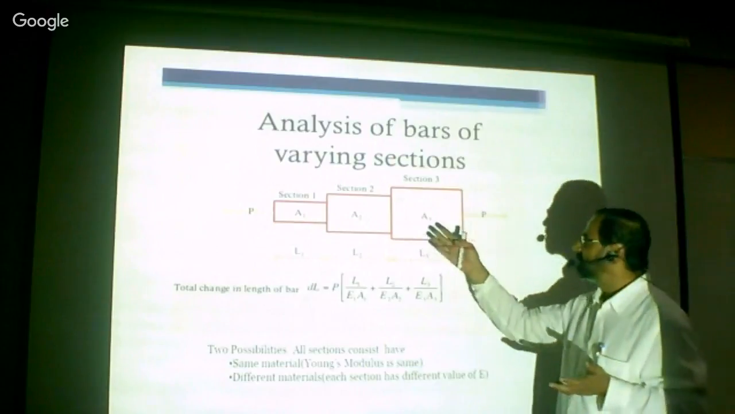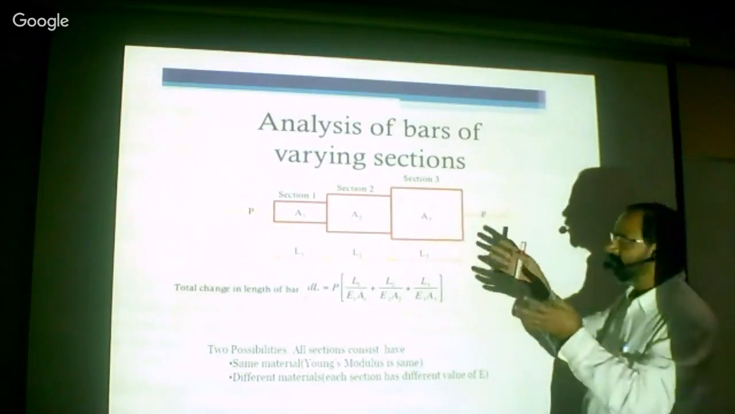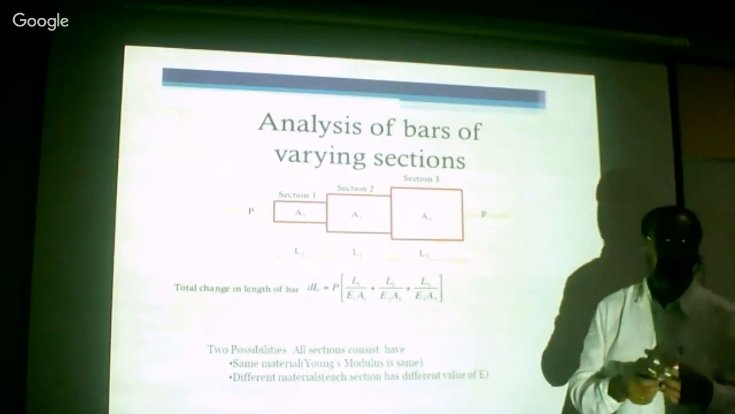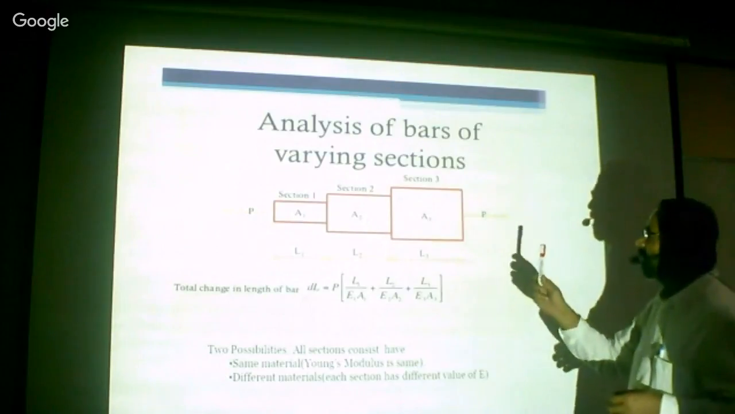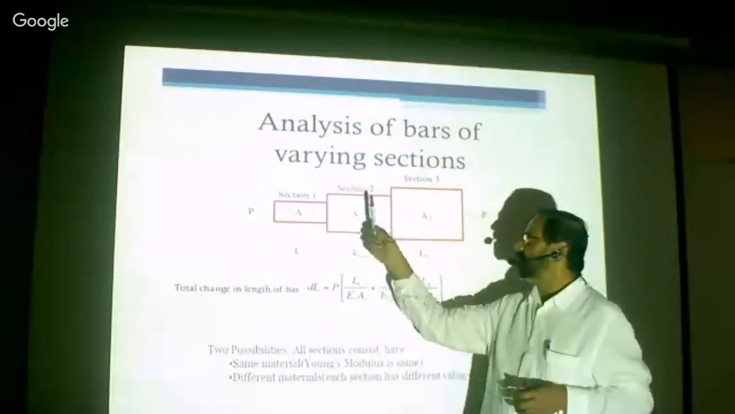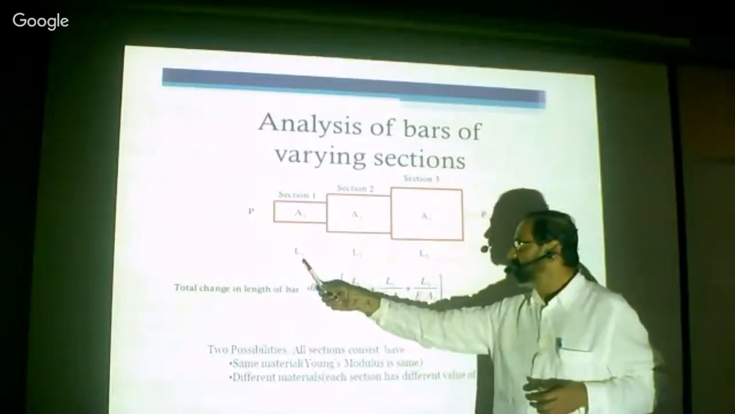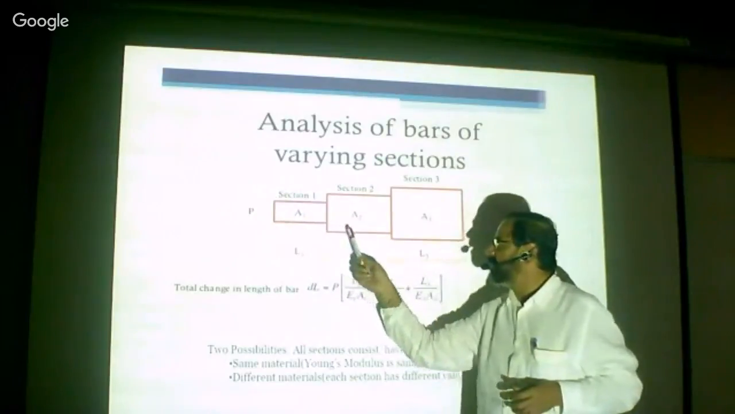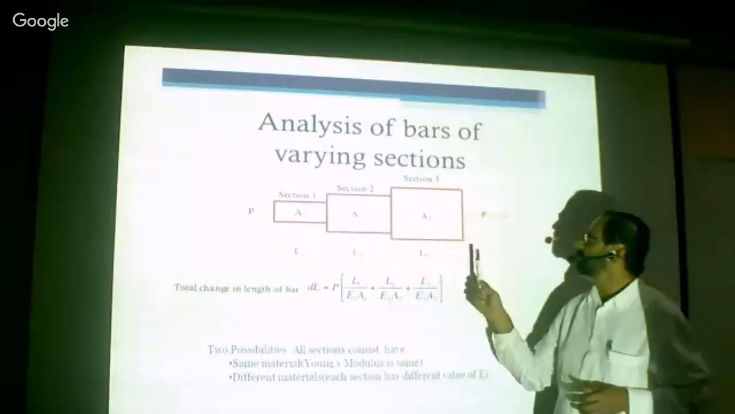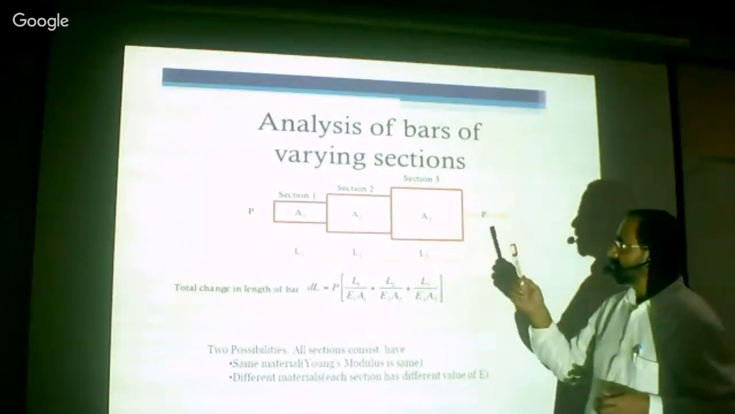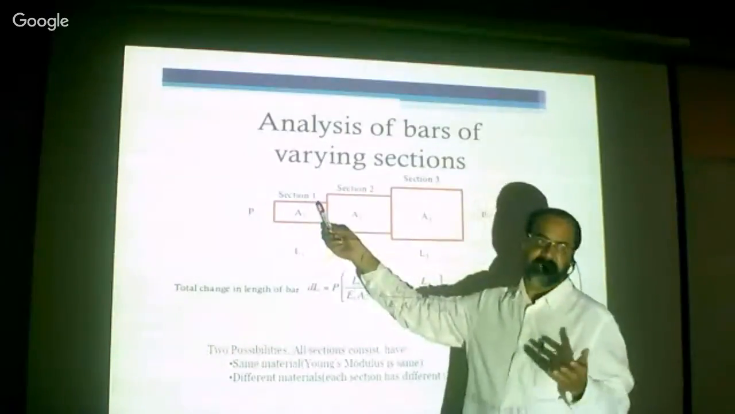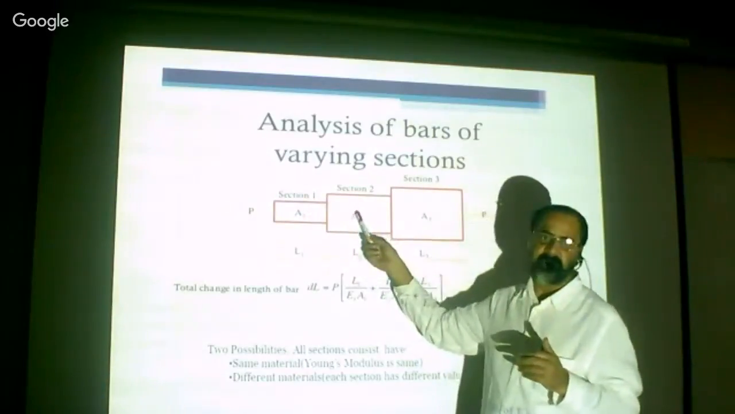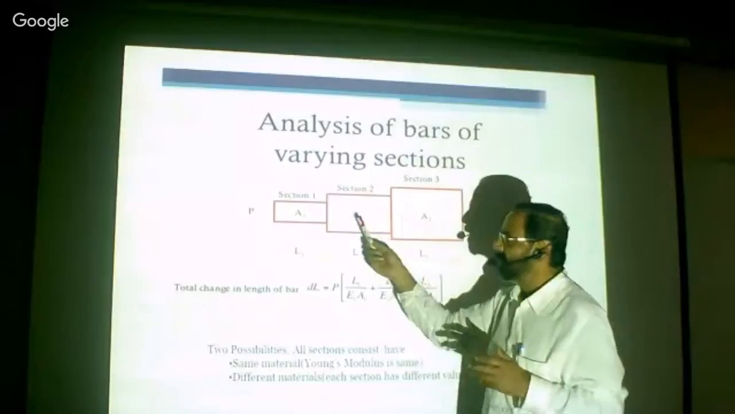Now we have only 3. Sometimes we may have a little more, or only 2. The bars have varying cross sections. Now let us assume the lengths are section 1, section 2, and section 3, that is the length of the material: length of section 1, length of section 2, then length of section 3. Sometimes the material may be different. We may have different materials: one is steel, the other copper, the other aluminum, or sometimes all are the same material.